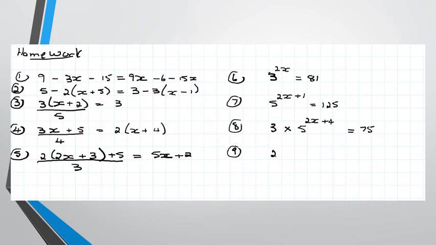Number 9: 2x plus 5, divided by 4, equals 2. Right guys, I think that will do the trick.